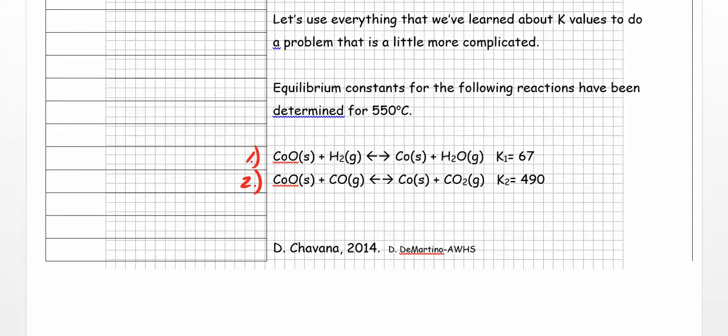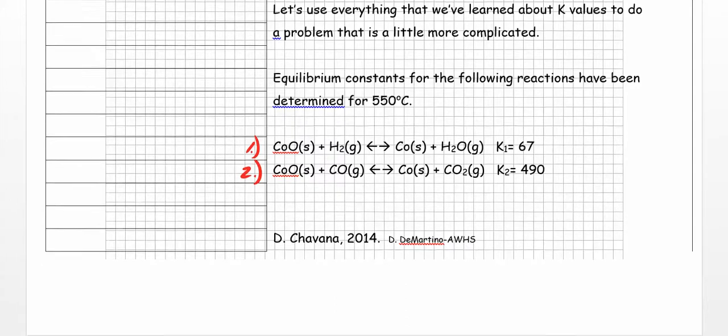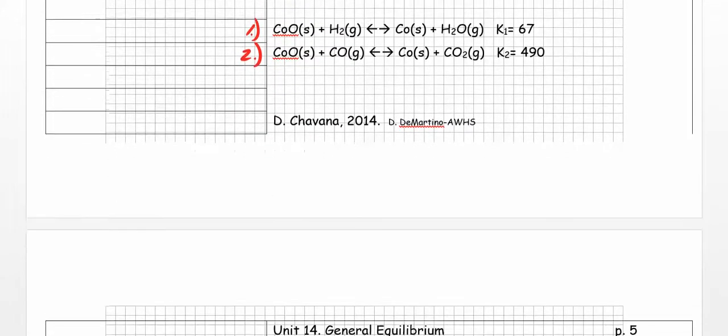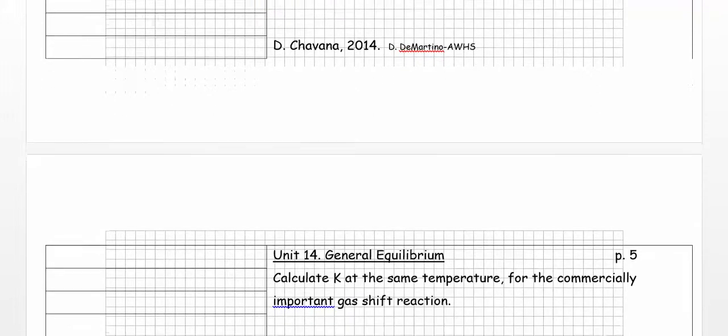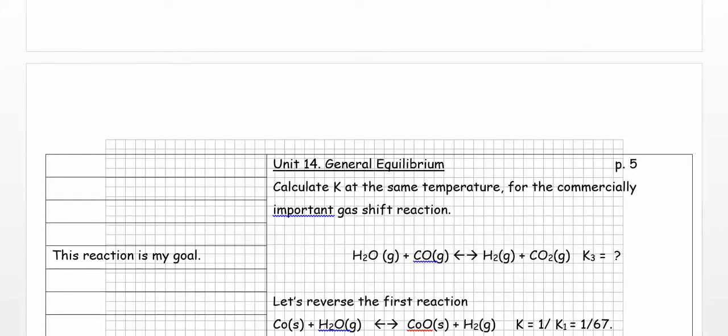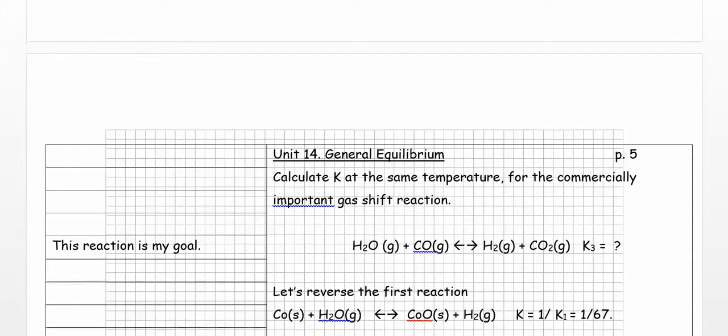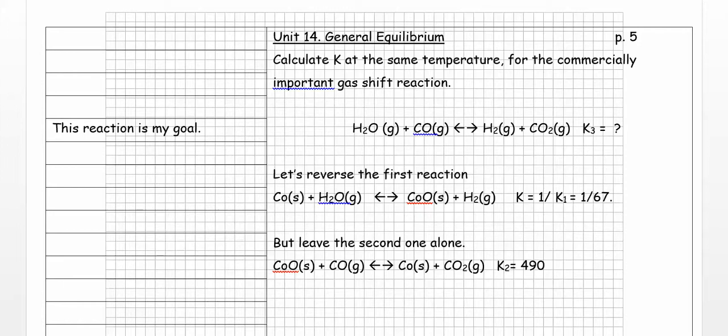Two different reactions, and from these two reactions, we want to create a third reaction. We're interested in another reaction. Let me see if I can get them both on the screen at the same time. I don't think I can. No, I can't. Okay, so I want to calculate the K at the same temperature, 550, for this commercially important gas shift reaction. I'm interested in the K, I'll call it K3, for this reaction, H2O gas plus CO gas in equilibrium with H2 gas and CO2 gas, right?